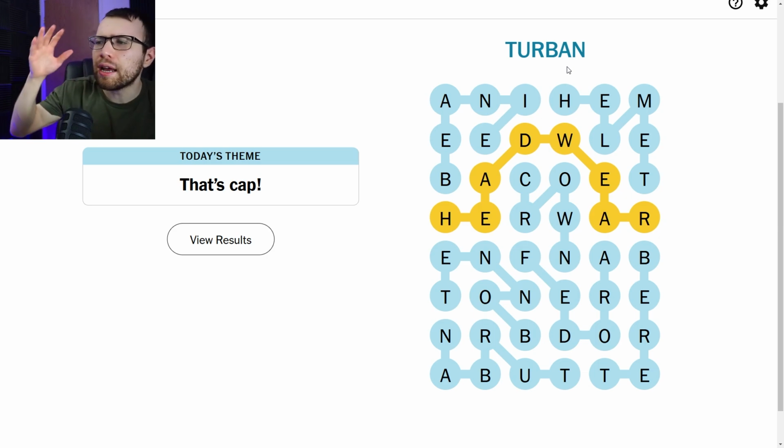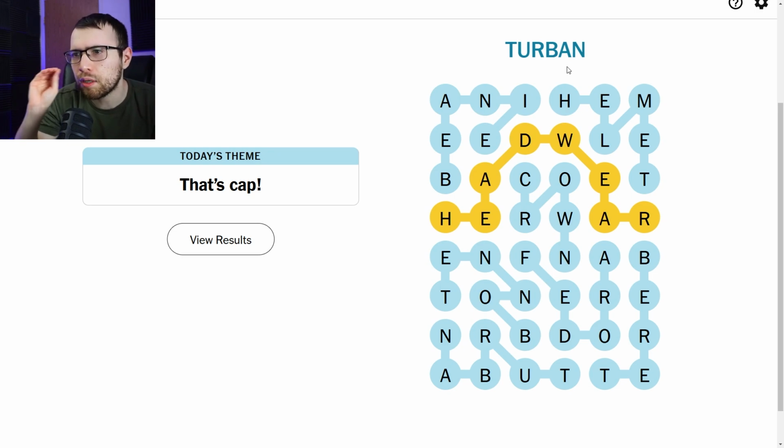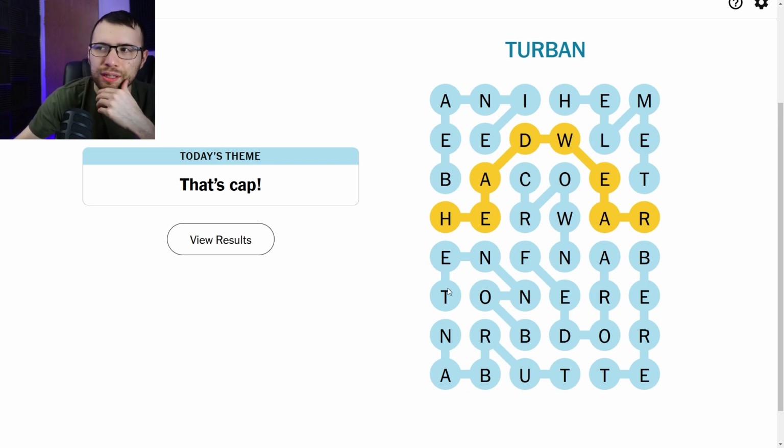If there were no themes on this, and it was just find a bunch of words that fill this up, I don't know if my brain can process fedora or turban. That's the thing, this game is either really, really difficult or it's super easy. And yeah, the key is just finding the spangram or coming up with it.